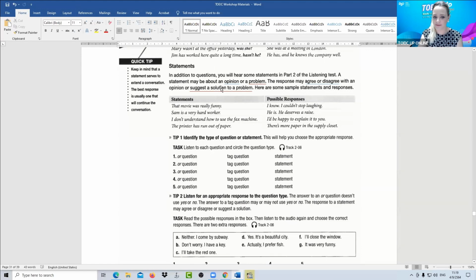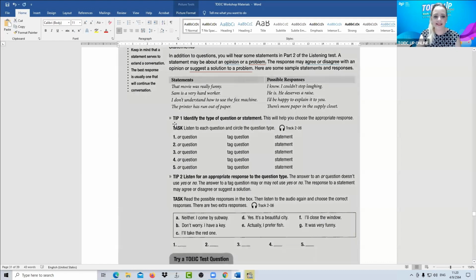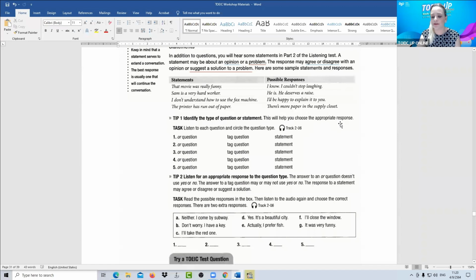Is the solution. Okay, so it's same as looking at the differences between facts and opinions, right? Now you're just looking at problems and opinions. The printer has run out of paper. That is not an opinion. It's true. It's a fact. It's a problem. Okay. So tip 1, identify the type of question or statement. This will help you choose the appropriate response.